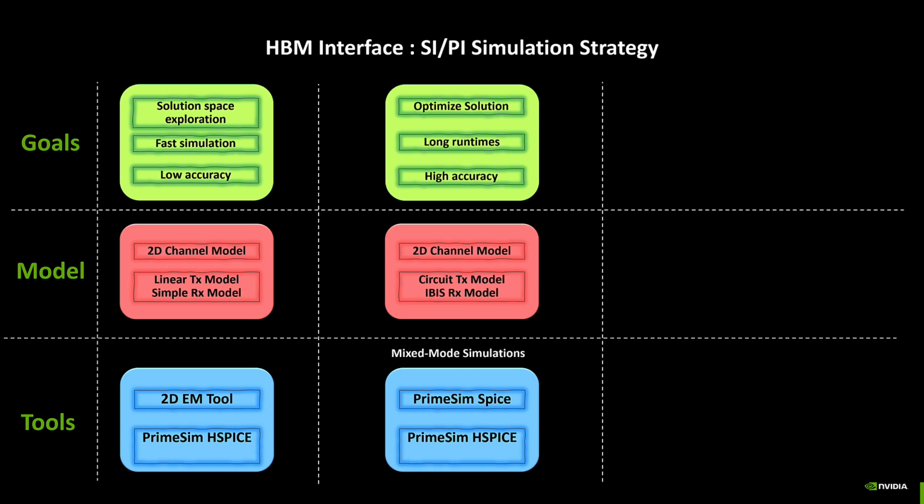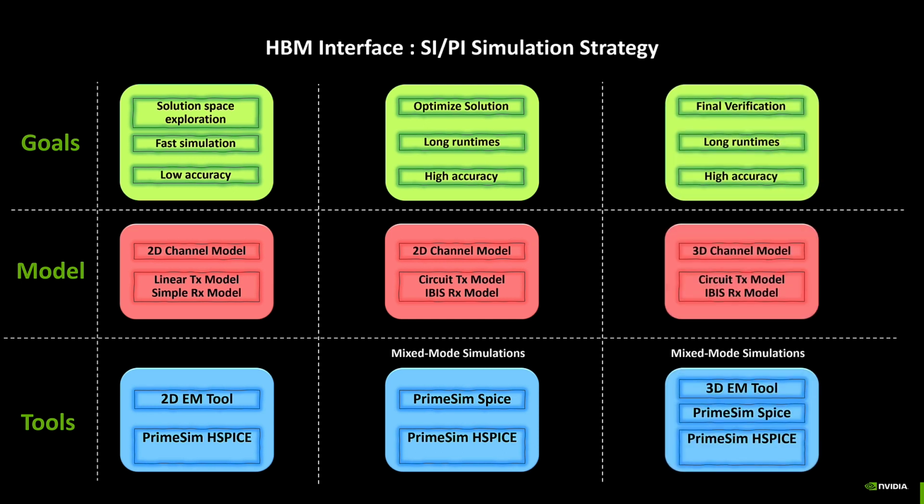By the end of this design phase, you are ready to finalize the interposer routing, and once you have the layout completed, you are ready to do a post layout. So you can use 3D EM tools to extract the channel, and then you would still use the same circuit models to do the simulation. Again, the circuit teams would use PrimeSim SPICE, and we would use PrimeSim HSpice to do the simulations.